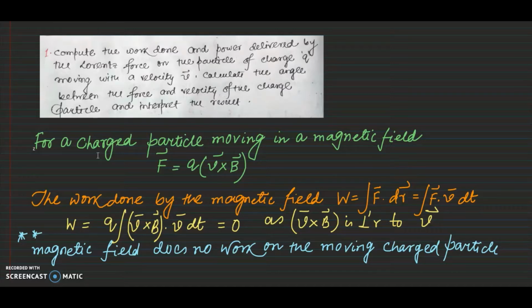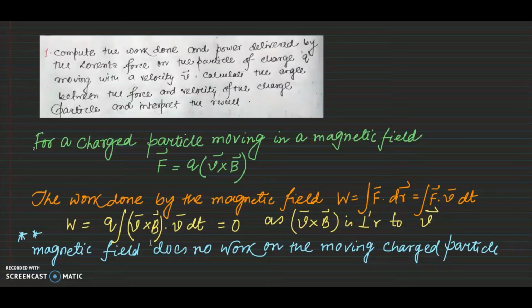So you can see, for a charged particle moving in a magnetic field, the force acting on the charged particle is F vector equal to q times v cross B. So it is perpendicular to both the direction of the velocity and the magnetic field. We need to calculate the work done. The work done by the magnetic field is W equal to the integral of F dot dr, where dr vector is equal to v dt. Now if I put the value of F here, it becomes W equal to q times the integral of (v cross B) dot v dt.